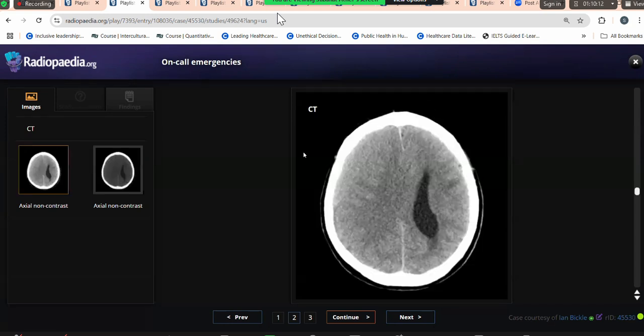Candidate two, this is your case of CT brain. I'm not giving you any history at the moment, and you are free to scroll both sets of windows and give me your findings. Please, your time starts now.